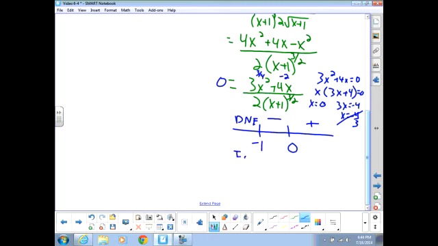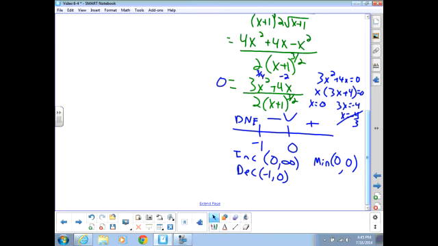This means that we are increasing from 0 to infinity, and we are decreasing from -1 to 0. When you go from a decrease to an increase, where there's a point, we'll have a min. So our min is going to be at 0, something. Well, we already determined that that was an intercept, and it was just (0, 0).